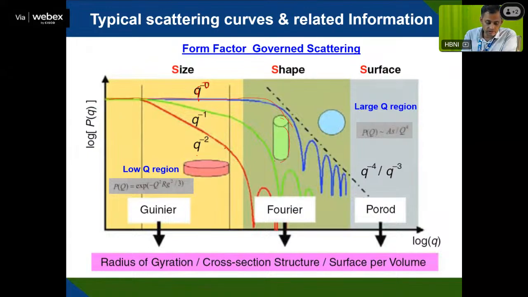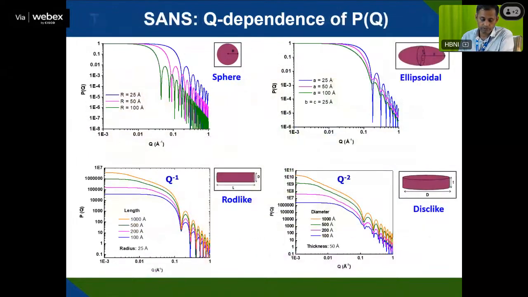So you can measure the size in this region with PQ equal to this equation, whereas shape information you can also get by fitting this, whether Q to the power 0, minus 1, or minus 2. If you go to the large Q region, you can also get the surface per volume information, which is mostly the Porod equation that you will use here. You will get all this information.